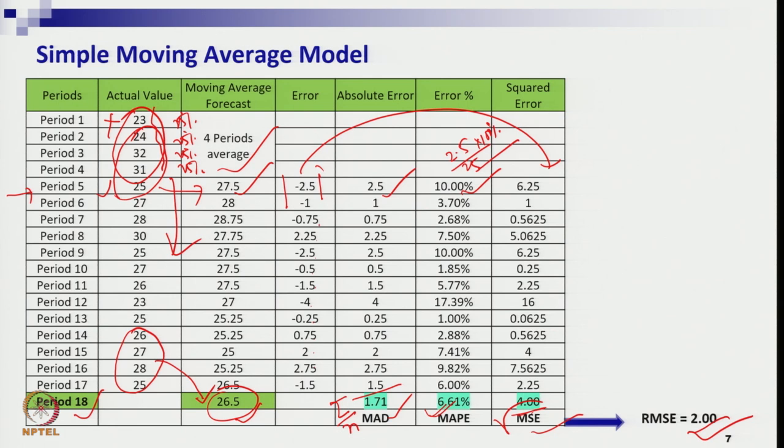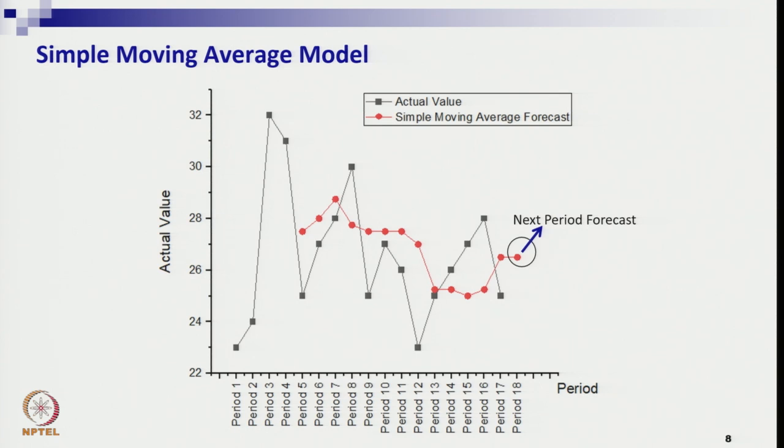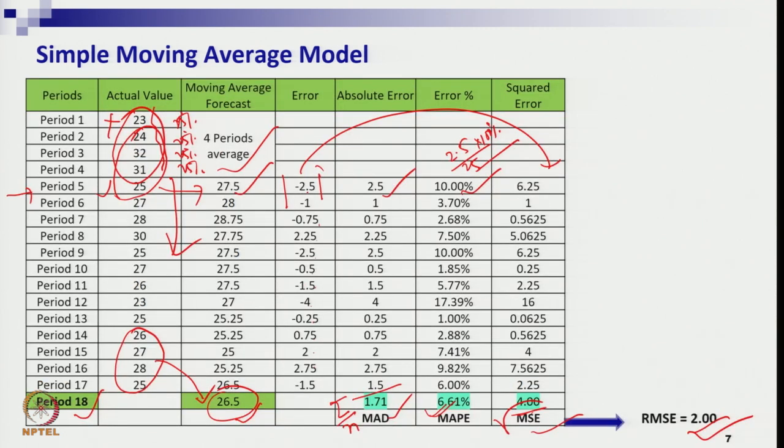Now if you see the graph, look at the graph here. So nice. We have taken the 4 period moving average for these data sets. So actually 4 periods are coming here. Look at the 4 periods, 1, 2, 3, 4, and the first forecast has come here. But the actual data is here for that period. This is the error. You can note down the error, which is nothing but minus 2.5.